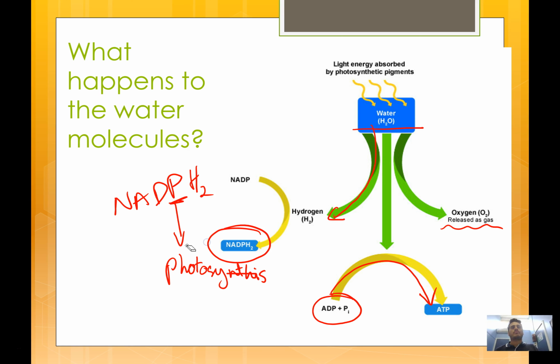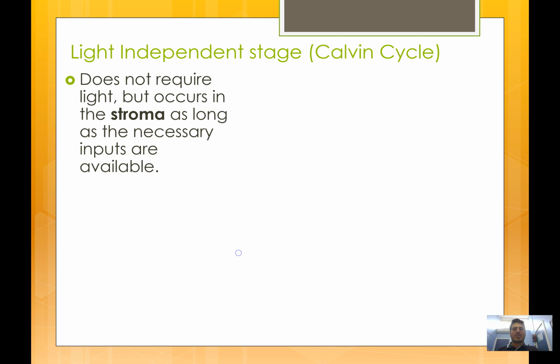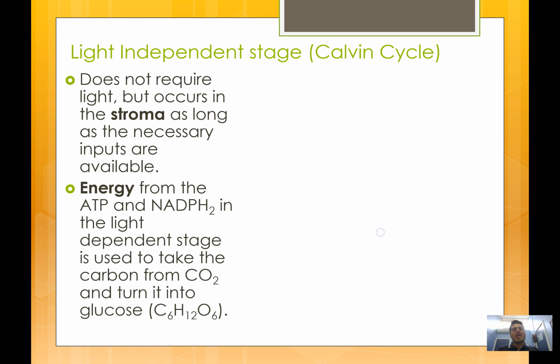All right. Let's go to the next stage. We've gathered some energy. We're going to go into the light independent stage, the Calvin cycle. So it doesn't require light, but it occurs in the stroma as long as the necessary inputs are available. Remember, we need that energy input as the coenzymes. So energy from the ATP and NADPH in the light dependent stage is used to actually take the carbon that we input in the form of carbon dioxide and we load it and turn it into glucose.